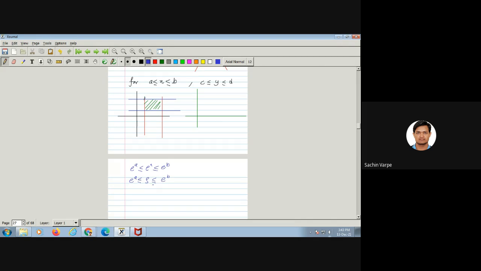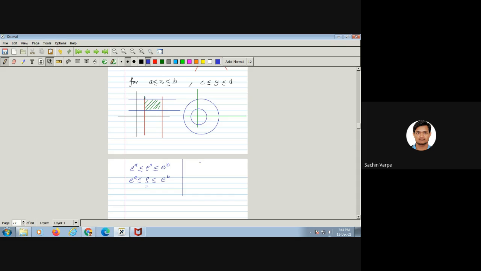Right? So that means what? My rho varies from where to where? A circle with radius e raised to a to a circle with radius e raised to b. So suppose this is a circle with radius e to the power a, and this is a circle with radius e to the power b.